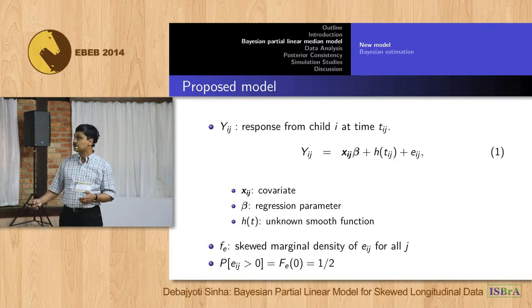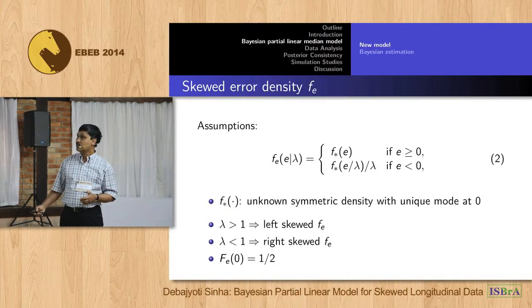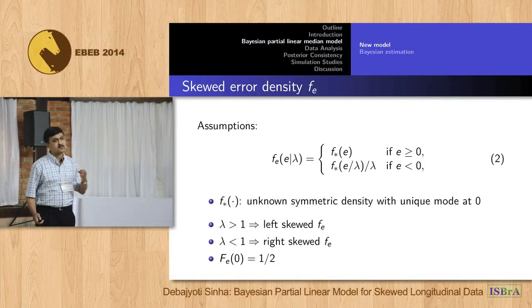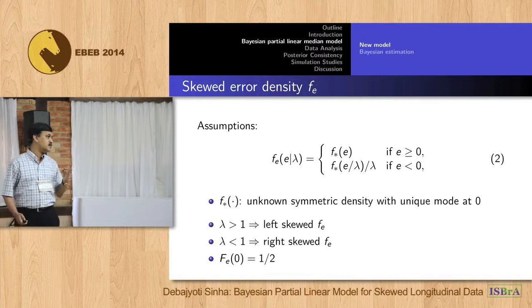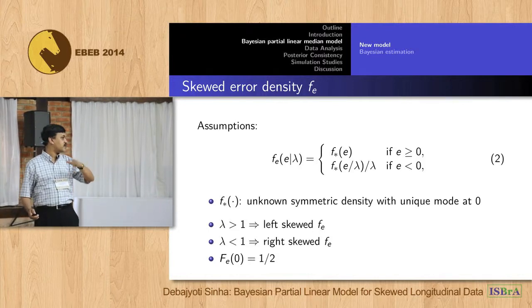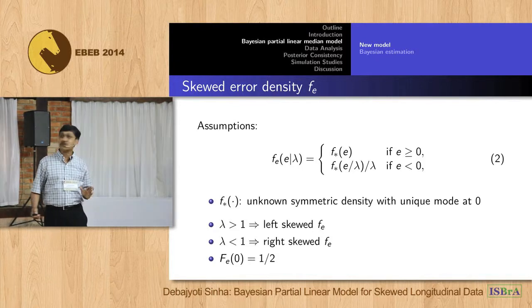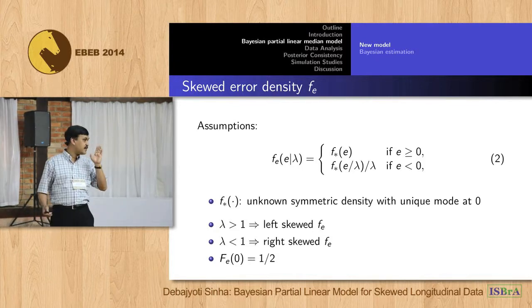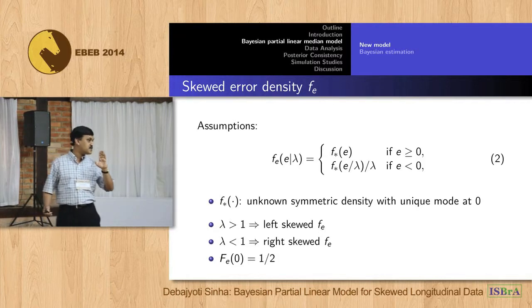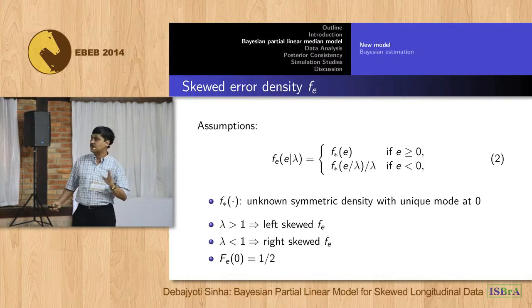So about the error distribution. The assumption is that it's a skewed error density. This class of distributions is called split densities. So think about f star. Suppose it is a symmetric, unimodal density. What we are saying is that on the negative support, and on the positive support, we are just using two different scales for it. So we are changing the scale for the negative support.